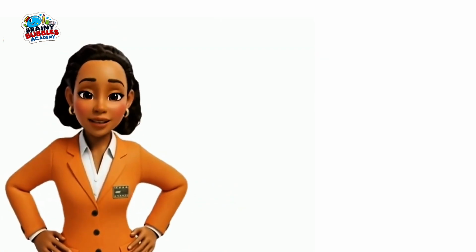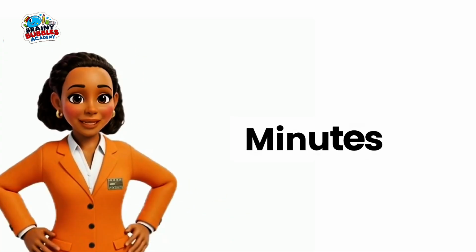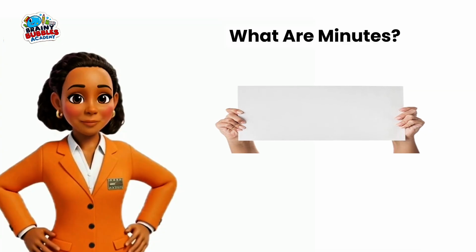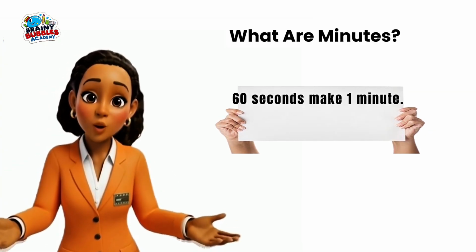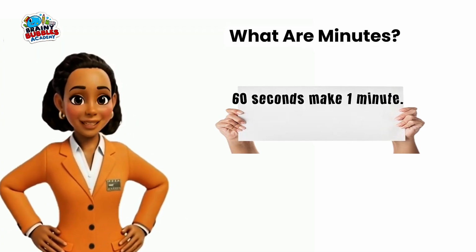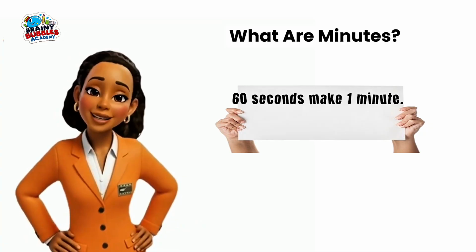After seconds, next is minutes. What are minutes? Now, listen. 60 seconds make 1 minute. That means when we count 1 to 60, we have 1 minute. Let's say it together. 60 seconds equals 1 minute.